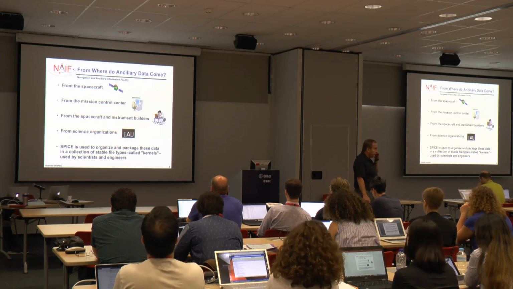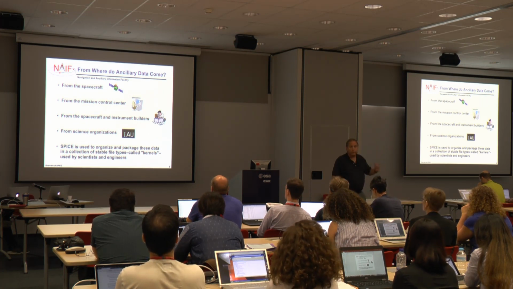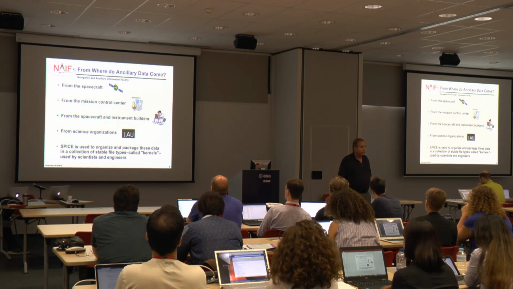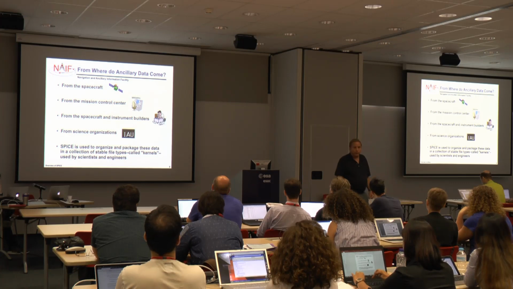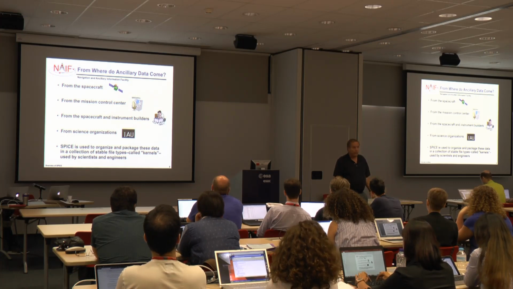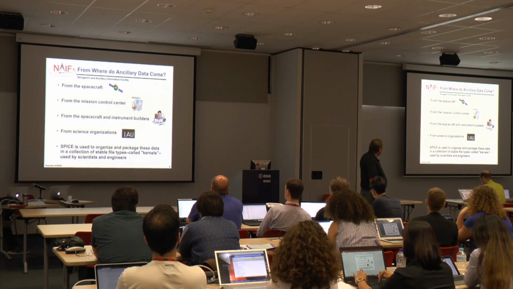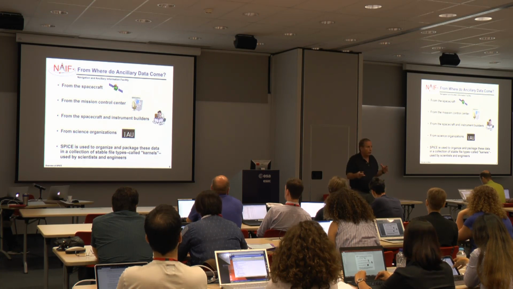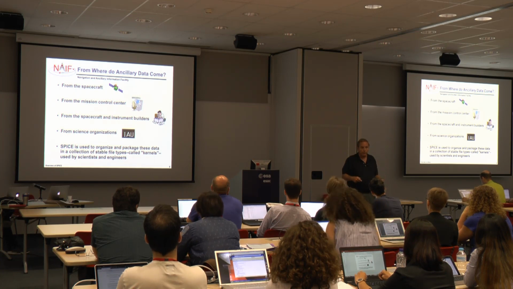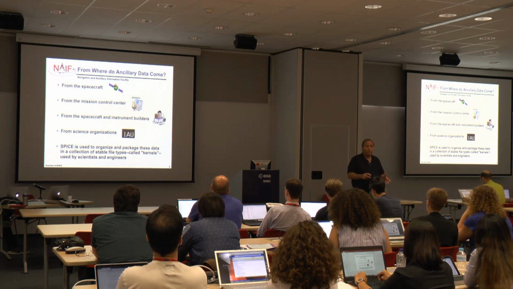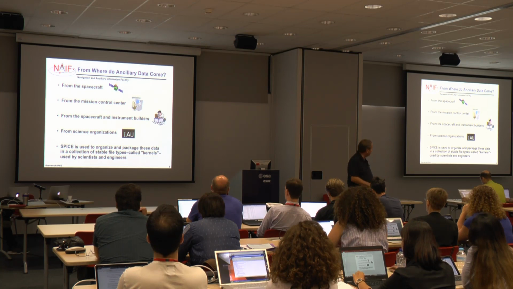Where do these data come from? Well, some come from the spacecraft. In particular, spacecraft orientation usually comes from an inertial measurement setup on the spacecraft. Some come from the Mission Control Center, particularly the spacecraft orbit comes from flight dynamics people at ESAC for most of your missions. Some come from spacecraft and instrument builders. That is, where are all the pieces on the spacecraft and how are the instruments mounted and aligned on the spacecraft? What are the instrument field of view, size, shape, and orientation?